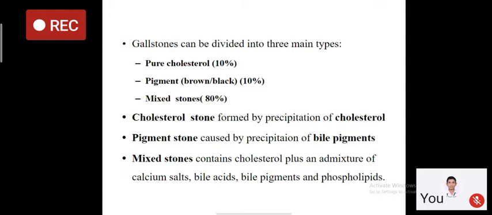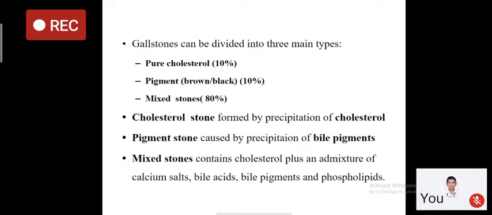Gallstones can be divided into three main types. The first is pure cholesterol stones. They are very less common, responsible for only 10% of the cases. The next type is pigment stone, which is also not so common. The mixed stone is the most common type of gallstone. So this is another MCQ question: which is the most common type of gallstone? It is the mixed stone.